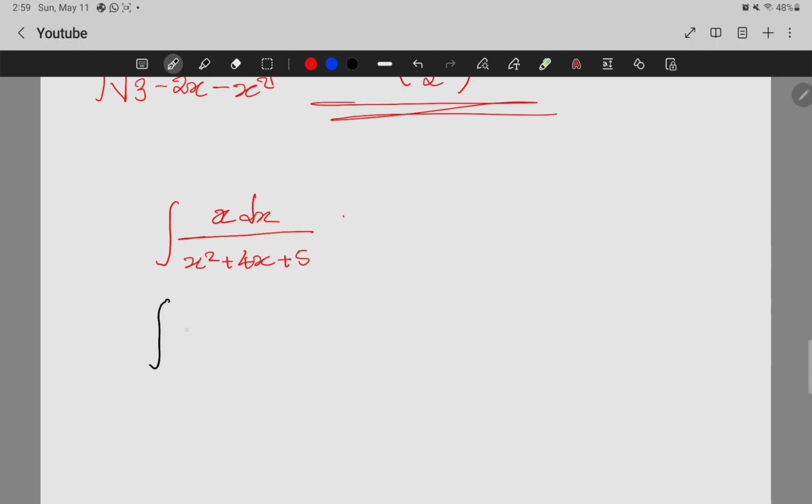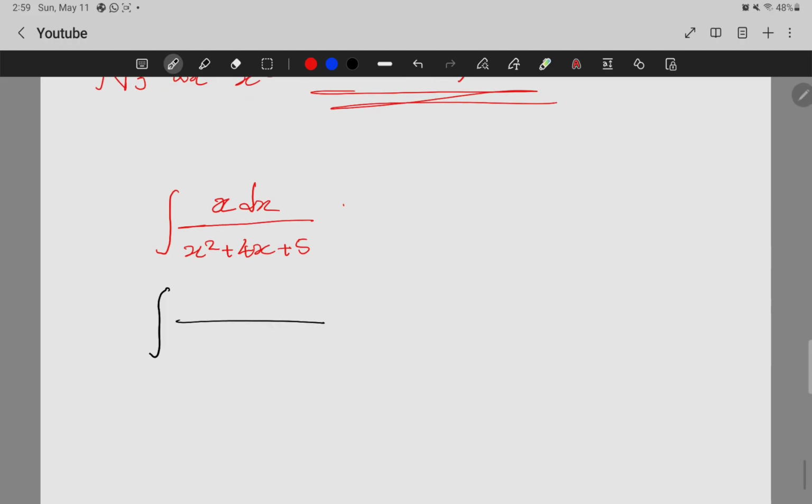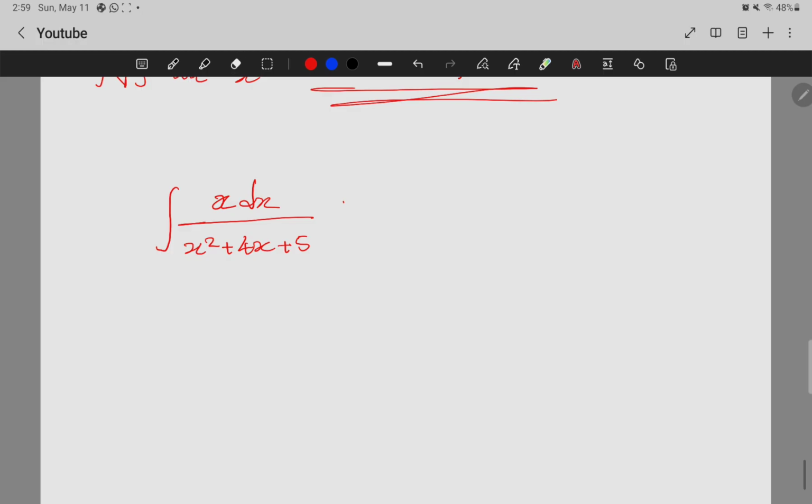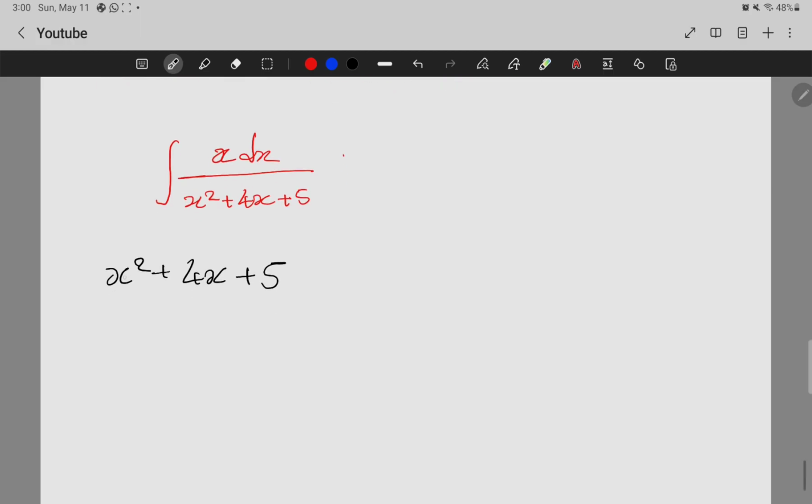So let's try completing the square. We'll focus on that denominator, which is x squared plus 4x plus 5. Here, the coefficient of the x squared term is already 1, so we are good there. So we'll go to the coefficient of the x term. The coefficient of the x term is 4. Half of it is 2, positive 2. So we'll add that positive 2, squared of course, then we'll subtract it. Then we still have that 5 at the end.